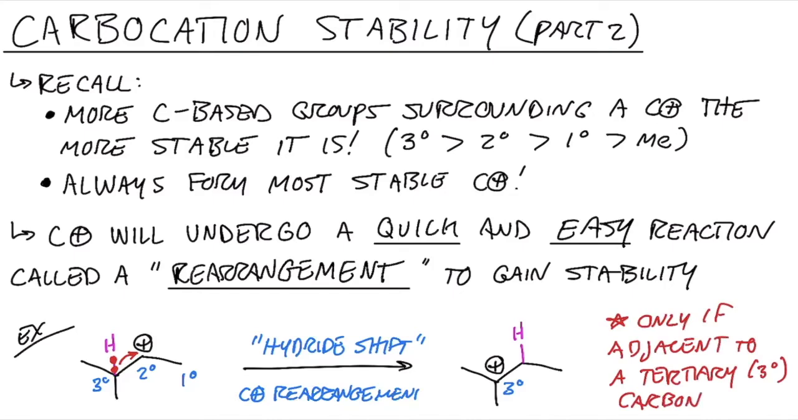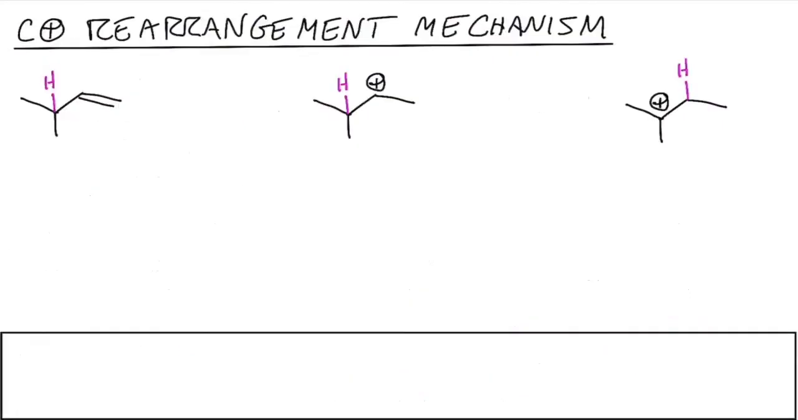Only if you have a carbocation that is adjacent to a tertiary carbon, like we had here, will you see this rearrangement take place. Secondary carbocations could rearrange, but it's just not going to help them at all. So we want to make sure that we're only rearranging to make more stable carbocations. That's the only time that it's going to happen. So let's take a look at that mechanism.